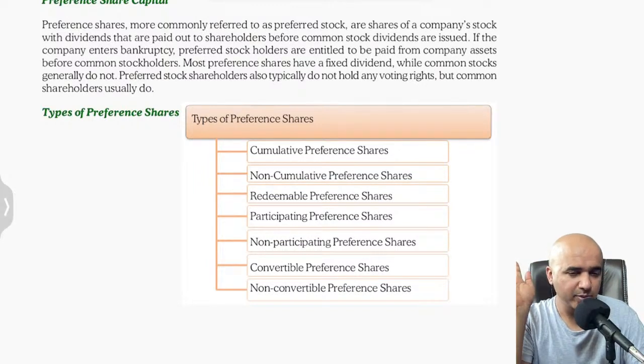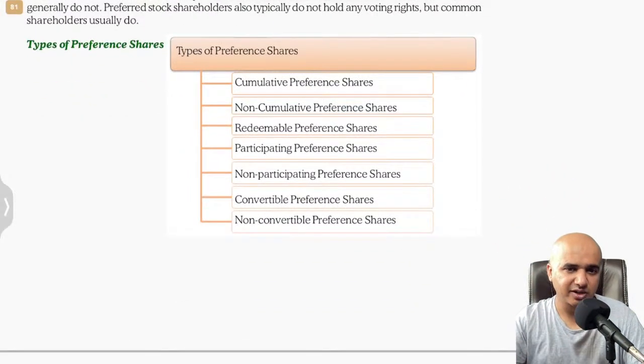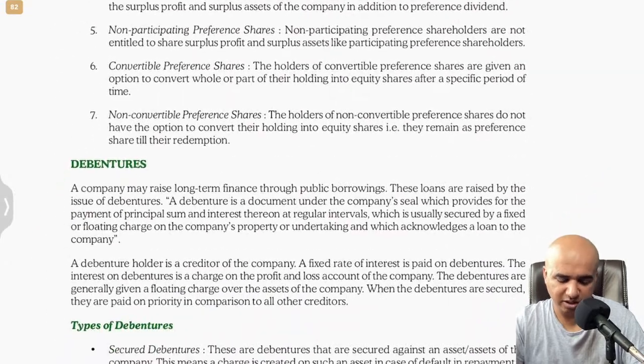Okay. Redeemable preference shares, something which will have to be repaid after a certain point of time. Participating preference shares, meaning those shares which participate in the surplus amount of profits and get dividend. Non-participating preference shares won't get such extra dividend. Convertible preference shares, those preference shares which can be converted into equity shares. Non-convertible, obvious, it won't be converted.